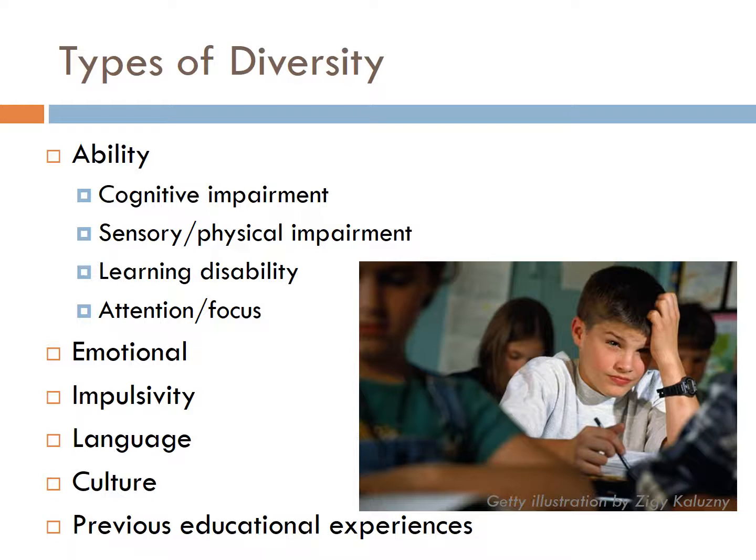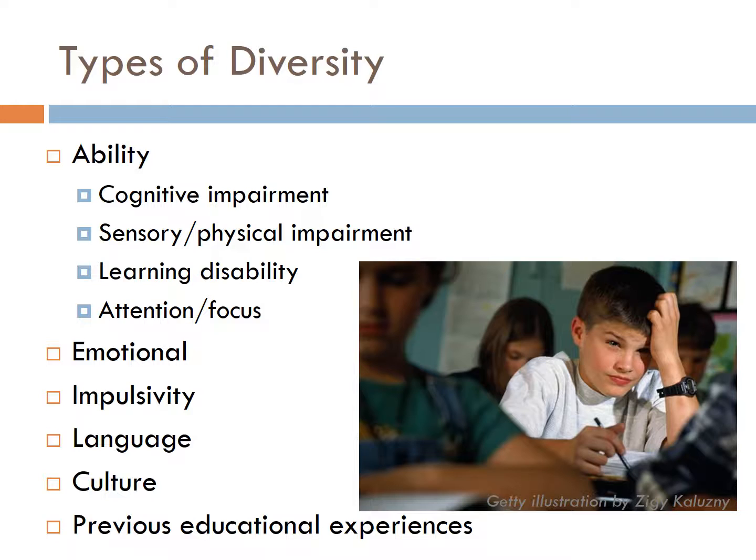First of all, let's consider the types of diversity that might occur in a classroom. You might have diversity of ability. You might have some very advanced students and others that are suffering from cognitive impairment, for example. You might have students who have sensory or physical impairment. So, for example, they're missing a limb. You might have students with learning disabilities, such as dyslexia or the reversal of letters.